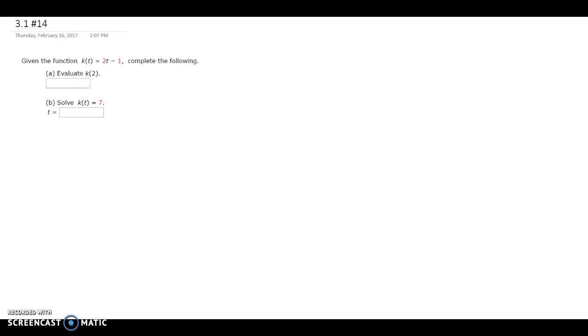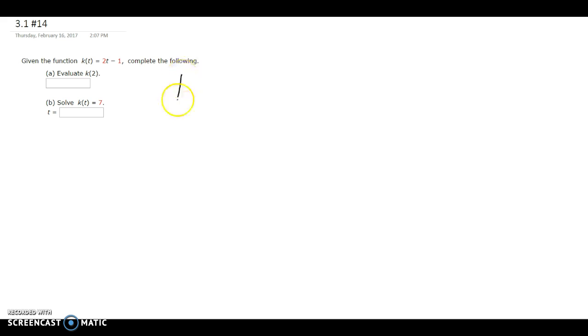In this problem, we are evaluating a function, and we're actually looking at it two different ways. So the first part, part A, wants us to evaluate the k function when the input is 2. So all we're really going to do is substitute 2 in for our variable.